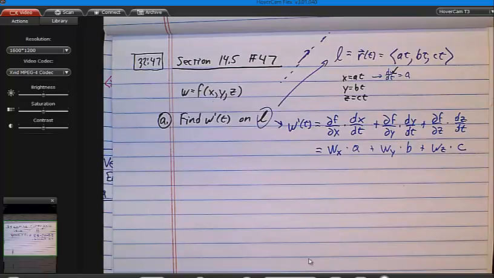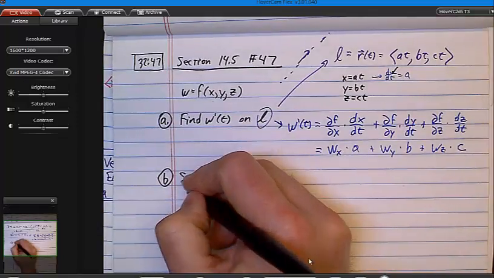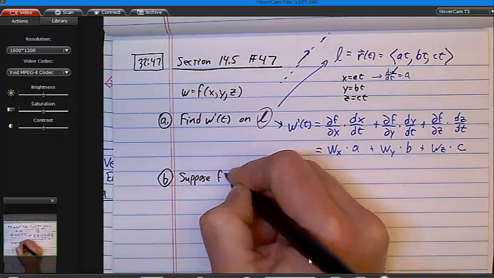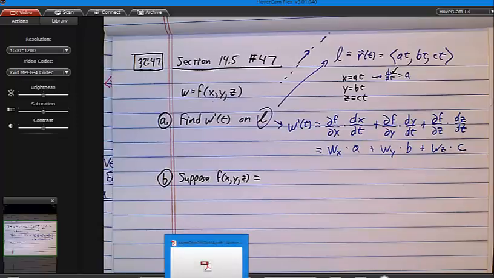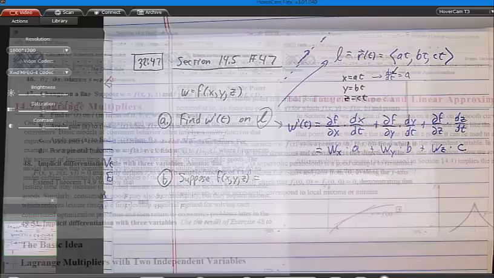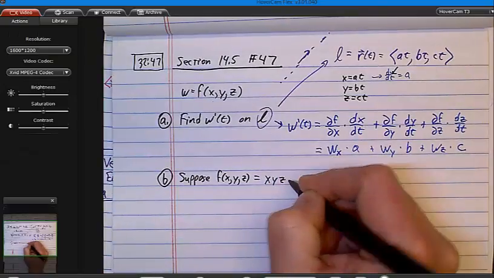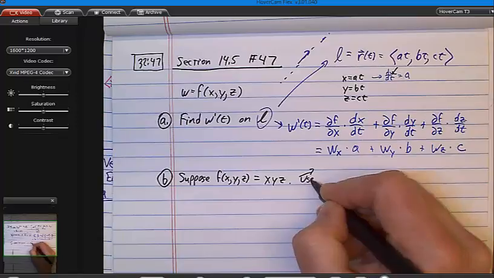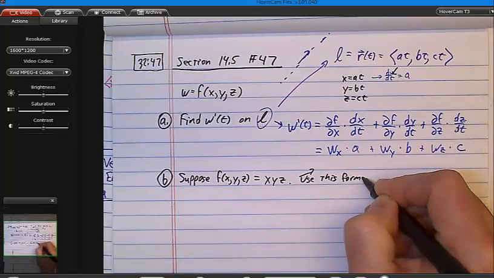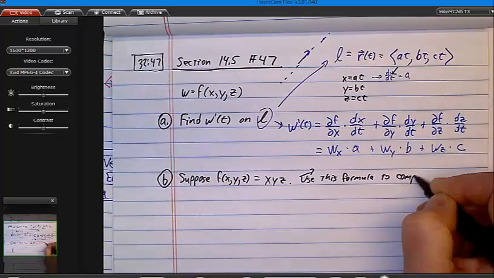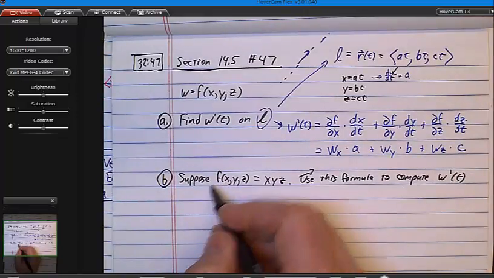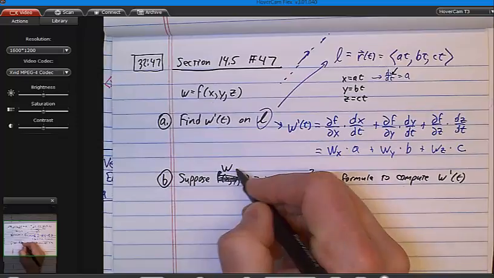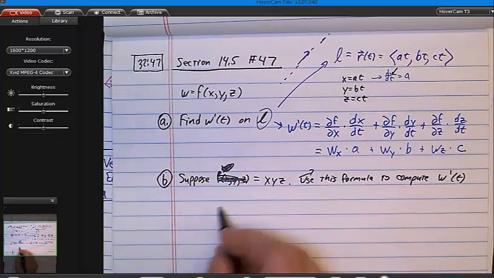Now parts B and C and D aren't too bad. All they want you to do is, okay, suppose f of x, y, z is equal to some function. So I think in part B, do they make it equal to product? Is that right? Yeah. Suppose it equals x, y, z, and then they say use this formula to compute w prime of t. I guess maybe I should have written w, right? Well, no, f of x, y, z is fine.